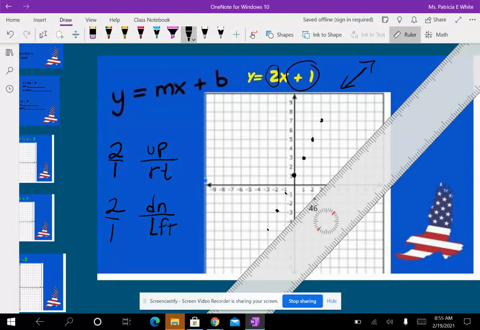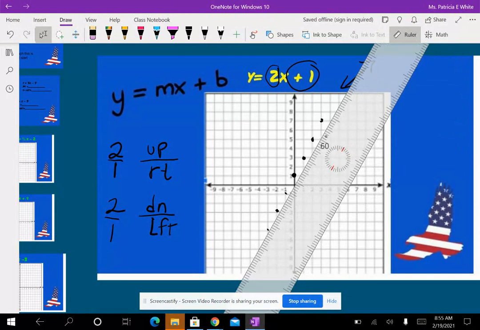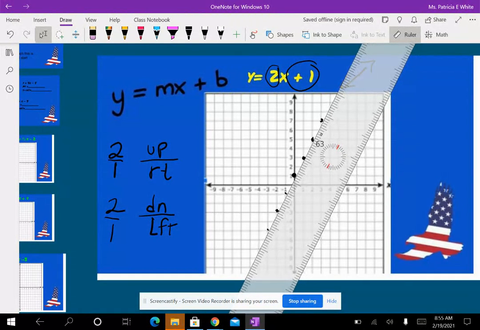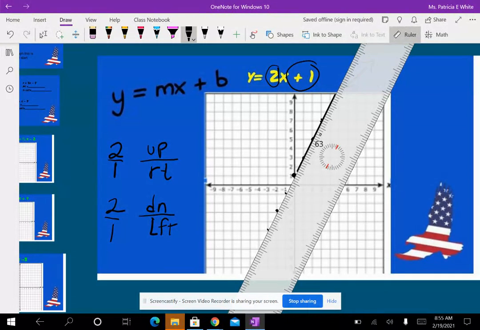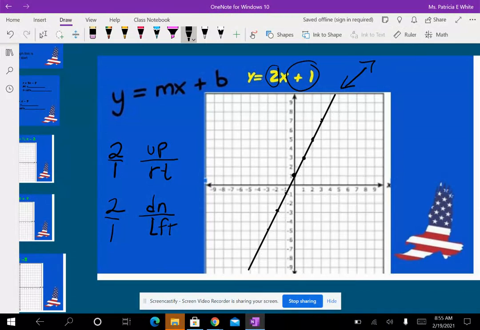Okay, straight edge. Draw my line. Okay. So far, so good. Looking good. What about testing any solution? I have this coordinate, right here. That is, x is 3 and y is 7.